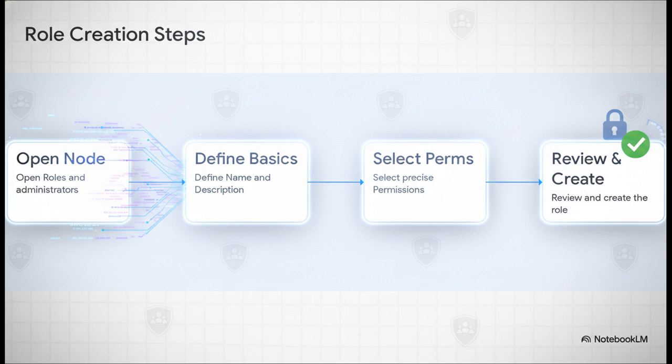This is exactly where admins tend to mess up, either by giving away too much access just to make things easy, or by accidentally breaking a role because they missed a dependency. We really have to get Step 3 right. And finally, Step 4, just review and create. It's a clean, deliberate process of drawing the boundaries before you ever assign the role to anyone.